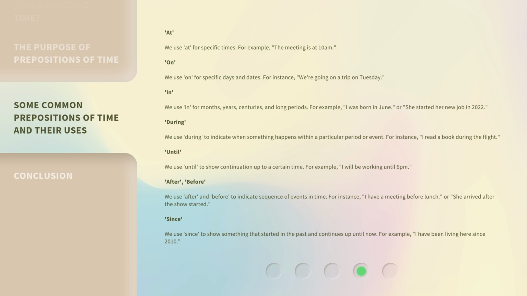Until. We use "until" to show continuation up to a certain time. For example, I will be working until 6 p.m. After, before. We use "after" and "before" to indicate sequence of events in time. For instance, I have a meeting before lunch. Or, she arrived after the show started. Since. We use "since" to show something that started in the past and continues up until now. For example, I have been living here since 2010.